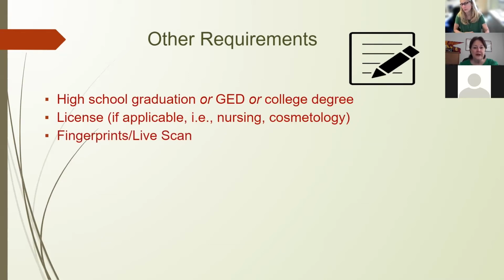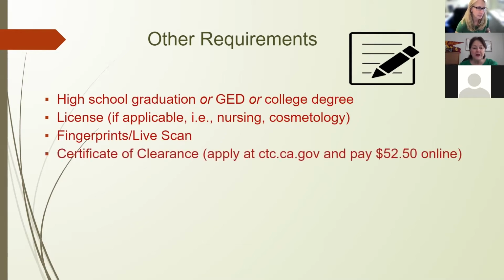If you've never held a credential in California before, you're going to go through the live scan fingerprinting process. And also, you will first apply for what's called a certificate of clearance through the Commission on Teacher Credentialing. You're going to pay them $52.50 online with a credit card. Now, they were waiving that. They said they were going to waive it until the end of June. But normally you would need to pay the $52.50.